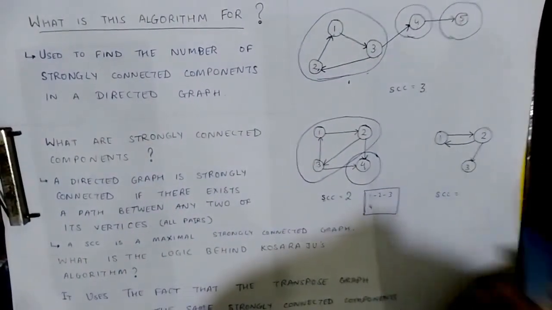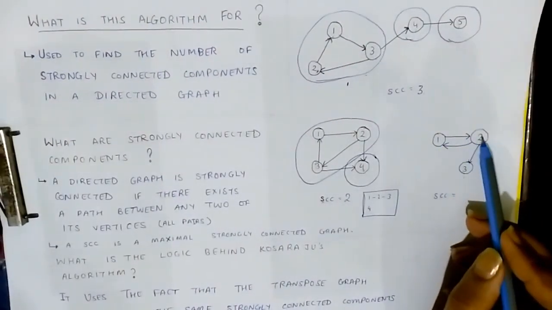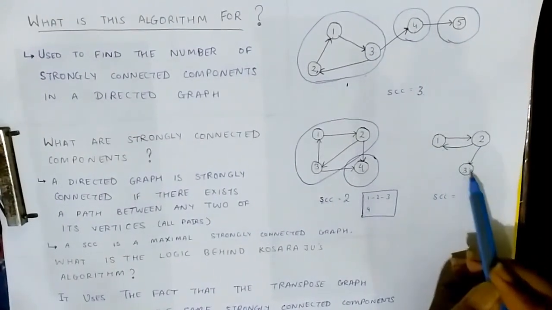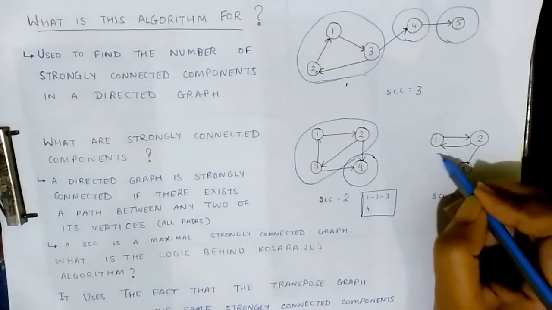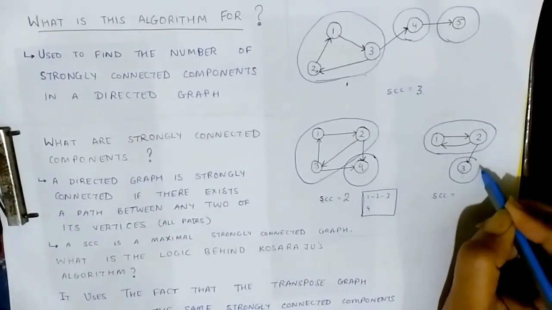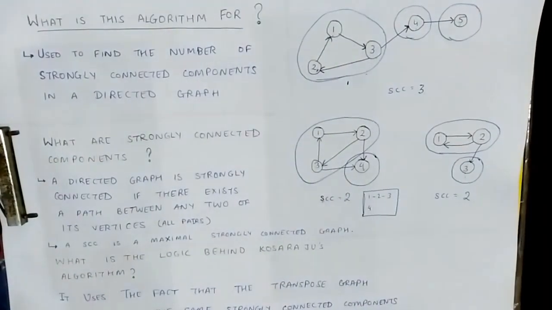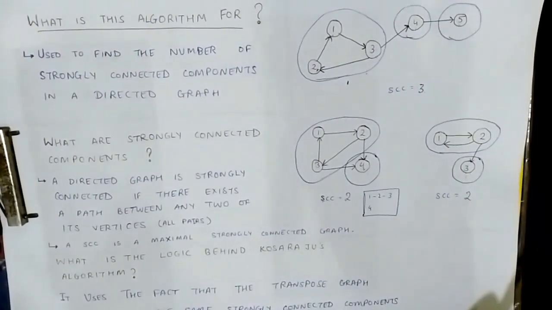Now let's consider this example. In this example, from 1 we could go to 2 and to 3. From 2 we can go to 1, but from 3 we cannot go anywhere. So 1 and 2 form one strongly connected component, while 3 is a separate strongly connected component. This has two strongly connected components. This is an entire single graph.